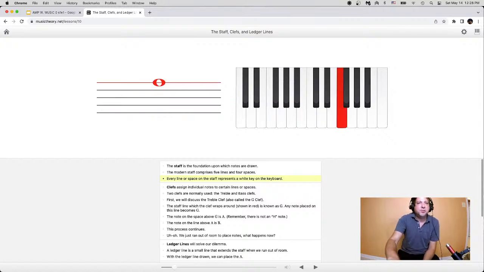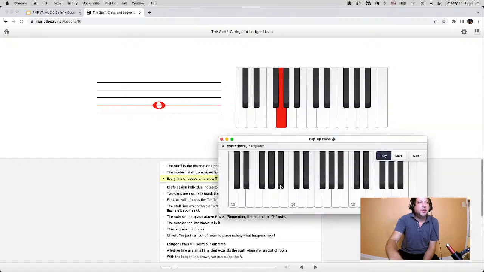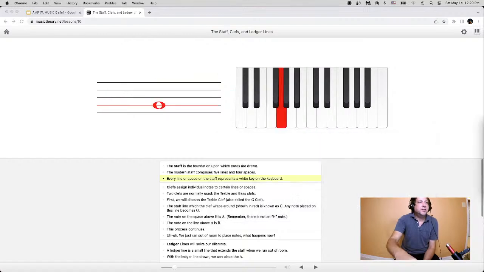So for example, if I have my piano here, I play an E. For this lesson, everything just corresponds to a white key, on every line and every space. So you can imagine that from line to line, you actually skip 2 notes here.